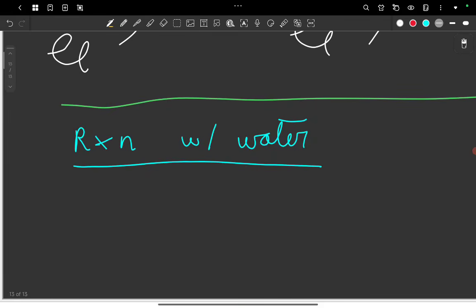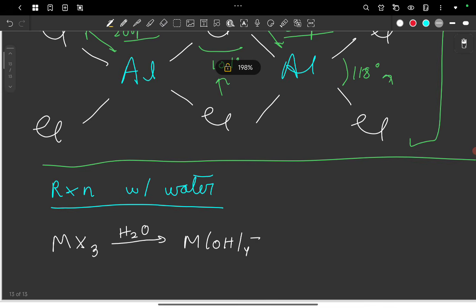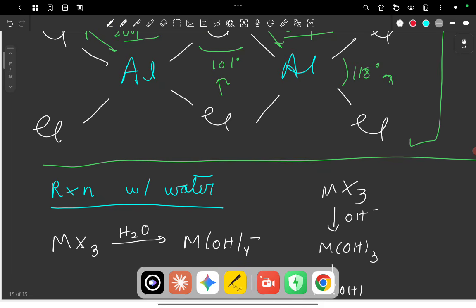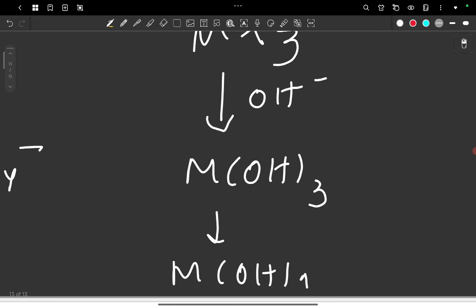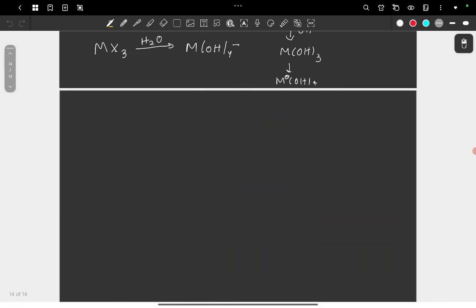So, trivalent group 13 compound, like say halide, it reacts with water to form M(OH)4 minus, where M is the metal. Basically, what happens? Hydroxide ions substitute the 3 halides, forming M(OH)3, and it accepts an extra OH minus to get M(OH)4 minus. Basically, I'll just draw it. There is a negative charge now because it has an extra pair of electrons.